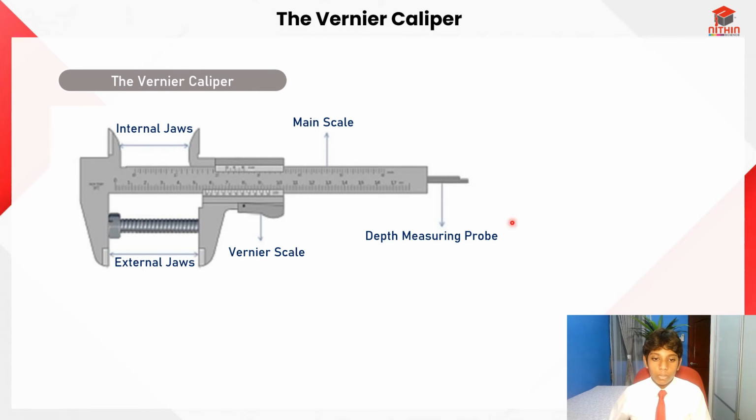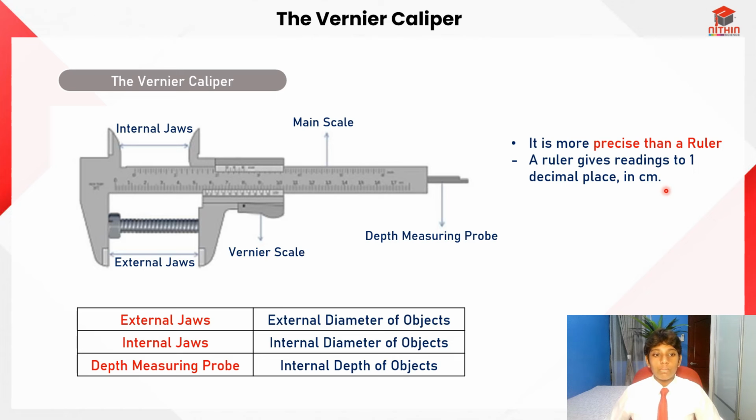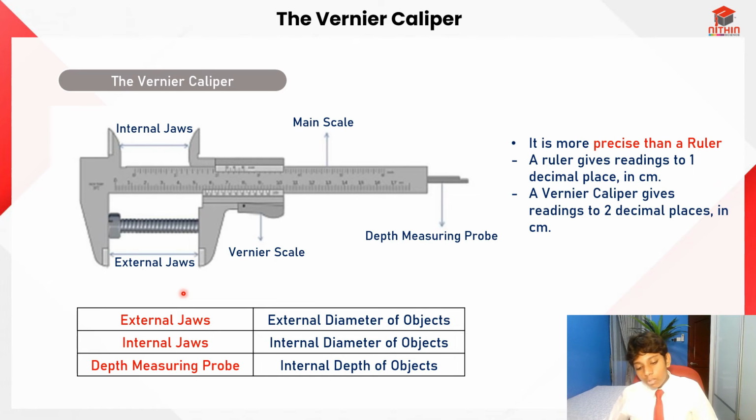You need to know the parts. They might ask this in exams. Okay, next. The vernier caliper is more precise than a ruler. A ruler gives readings to 1 decimal place in cm, while a vernier caliper gives readings to 2 decimal places in cm. In this slide I'll only be going through the parts and some of the meanings of the parts.